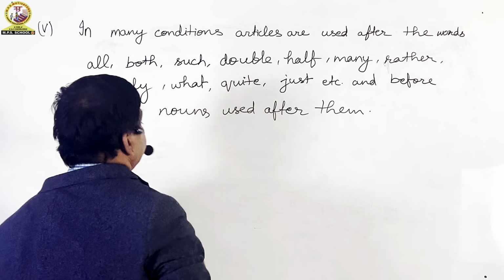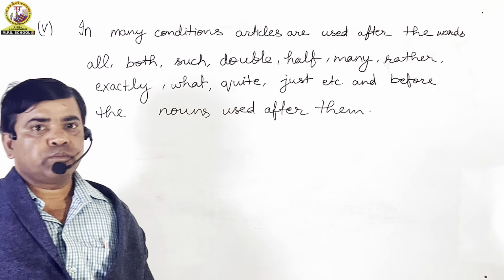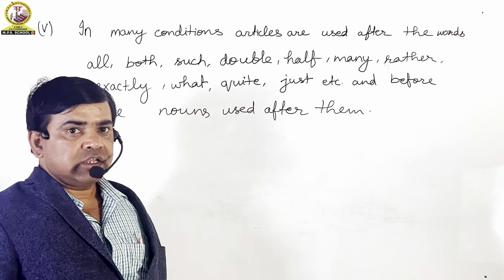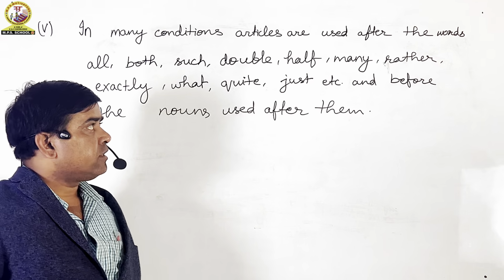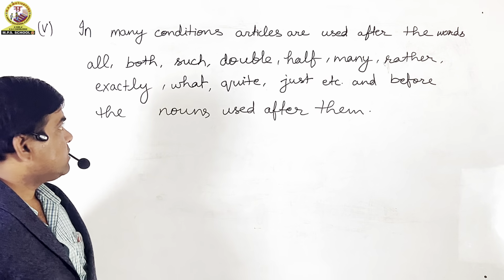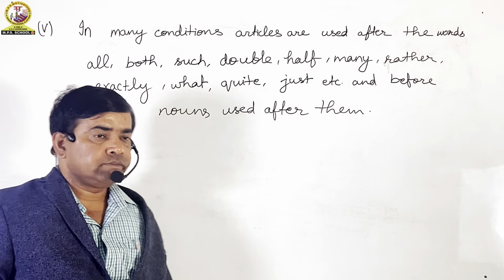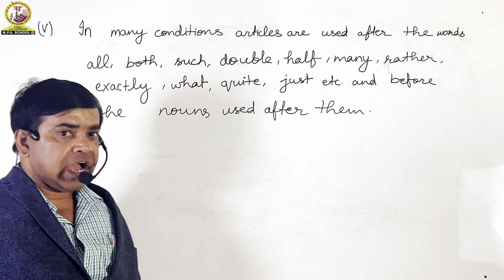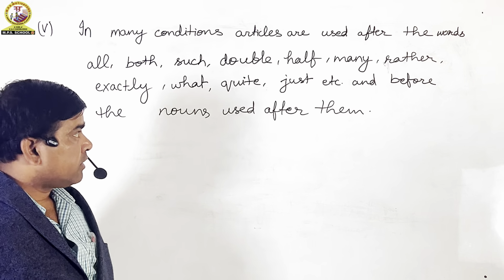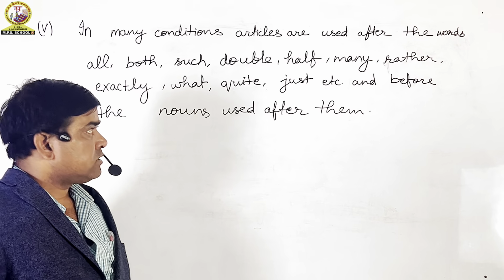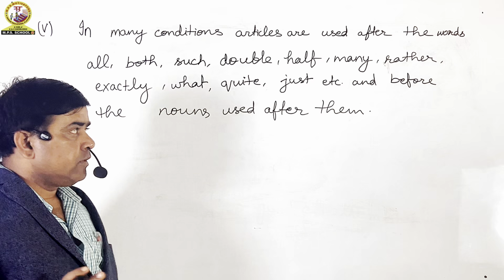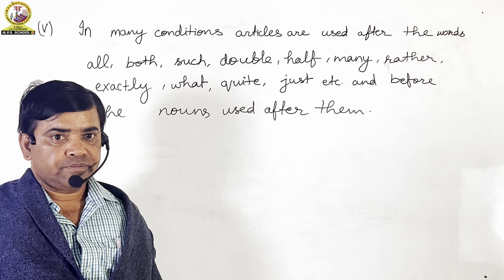Friends, now I am going to discuss with you the fifth position of articles. The fifth position of articles in sentences is: in many conditions, articles are used after the words all, both, such, double, half, many, rather, exactly, what, quite, just, etc., and before the nouns used after them.